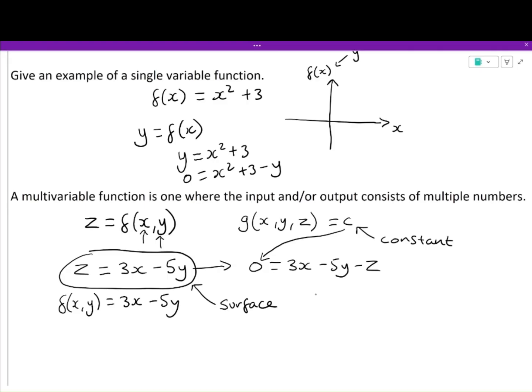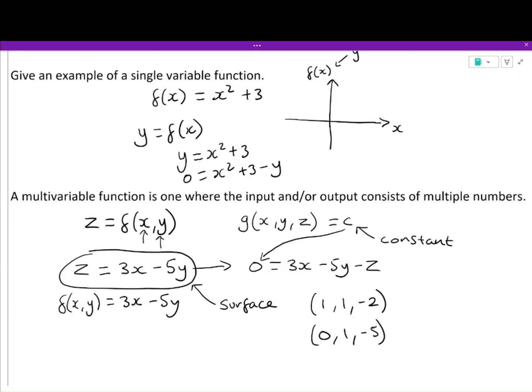So for example, if I said x was 1 and y was also 1, I would then substitute those values in to find z. So I'd have 3 times 1, which is 3, take away 5 times 1, which is 5, so 3 subtract 5 would give me negative 2. So that would be a point on my surface. Let's get another one. Let's go with x is 0, y is 1, and let's figure out what z is. So 3x would be 0 if x is 0, and then negative 5 times 1 would give me negative 5.